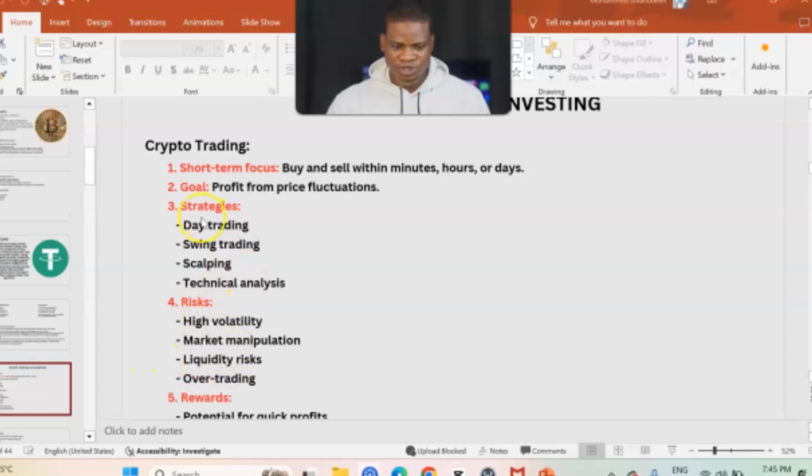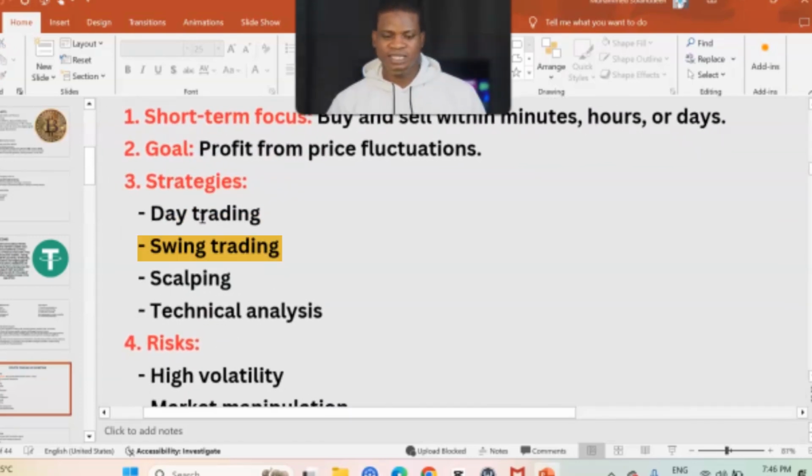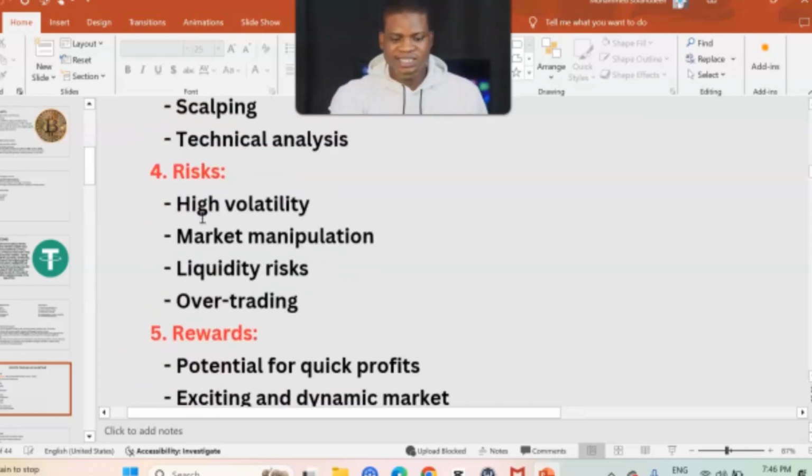So now, when you talk about trading, there are three major basic strategies used in trading. The first is day trading, the second is swing trading, and the third is scalp trading. Also, traders use something we call technical analysis. This is something that tells you how you'll be able to predict where the market is moving. Is the market moving up or down? Is Bitcoin going to rise in price or dump in price? So that's technical analysis.